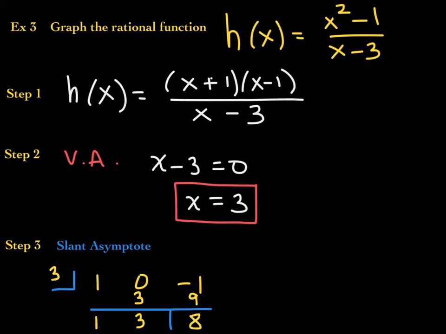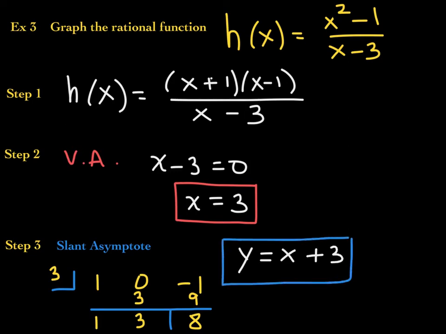The equation that defines the slant asymptote is y equal to the quotient, which is 1x plus 3. This is the slant asymptote. Okay, so this is a line in slope-intercept form, right? An equation in slope-intercept form. It's a line whose slope is 1 and whose y-intercept is 3.